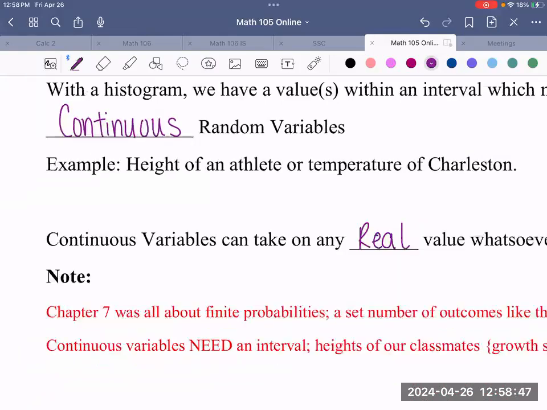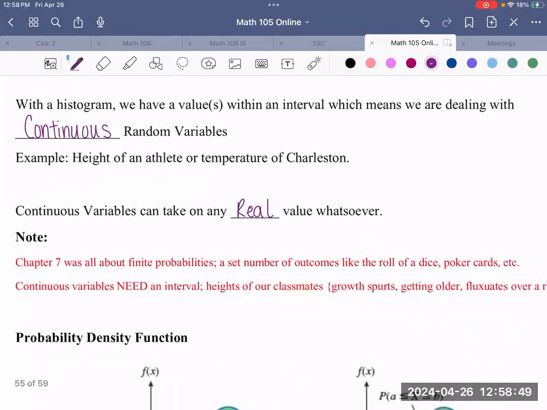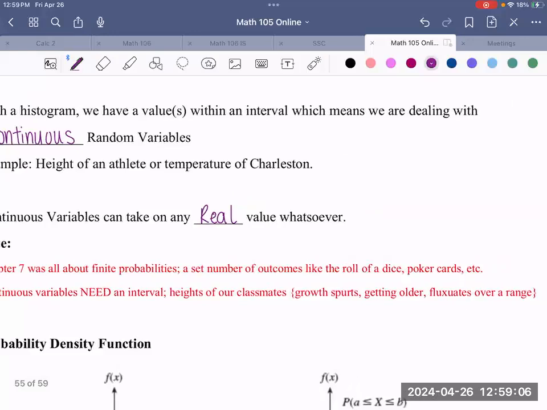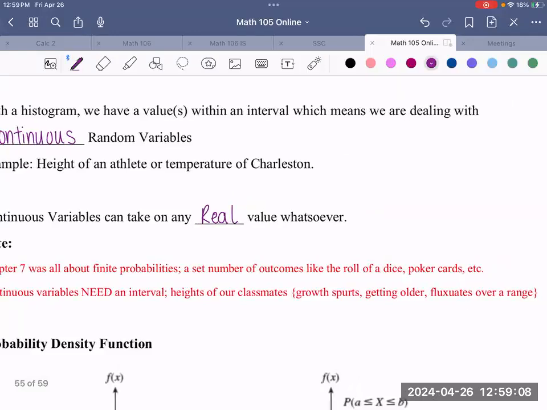So note in chapter 7, we were talking about finite probabilities, the set of outcomes like a dice roll or poker cards, etc. Whereas continuous variables need an interval. Heights of our classmates: we go through growth spurts, we're getting older. It fluctuates over a much larger range, which means when we calculate your probability, it's going to look a lot different than what we're used to.